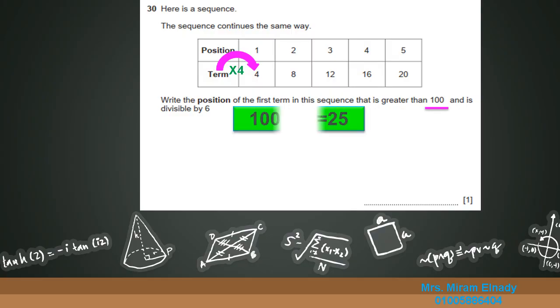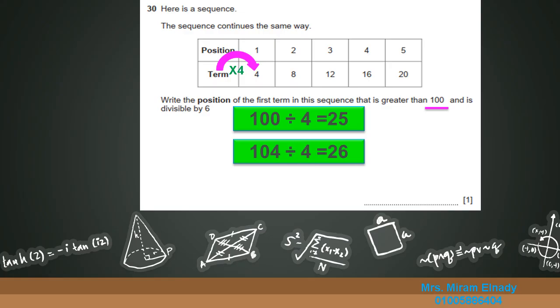100 divided by 4 is 25. I cannot take this because we want it to be greater than 100. So the rule is multiplying the position by 4, and adding 4 each time. So the next term will be 104, divided by 4 is 26. The point is, is it divisible by 6 or not? 1 plus 4 is 5, so it's not divisible by 6. So let's add 4 again to 104.